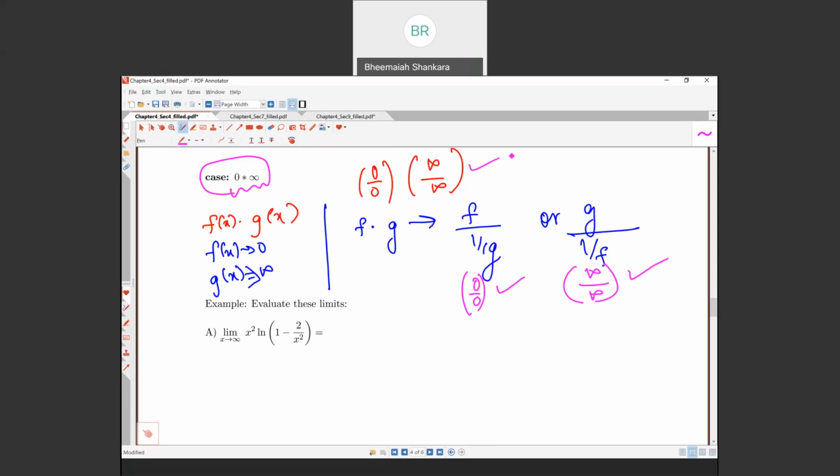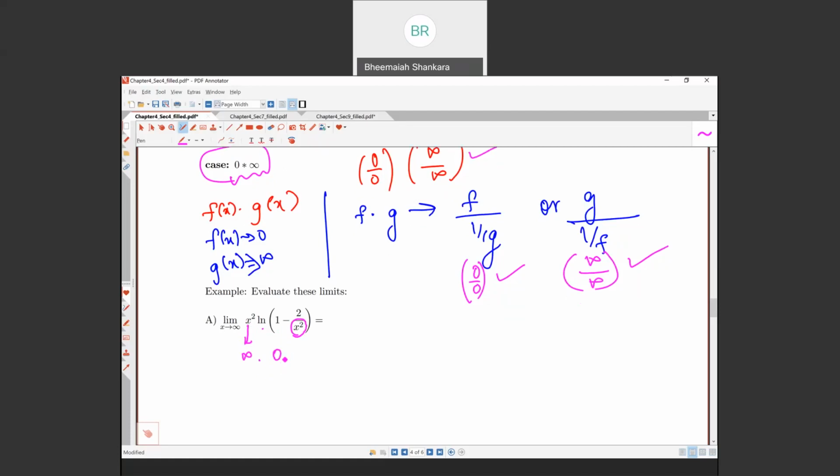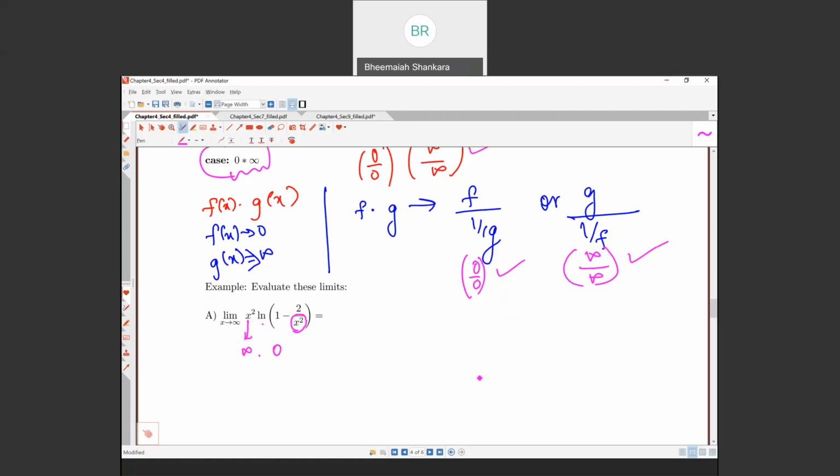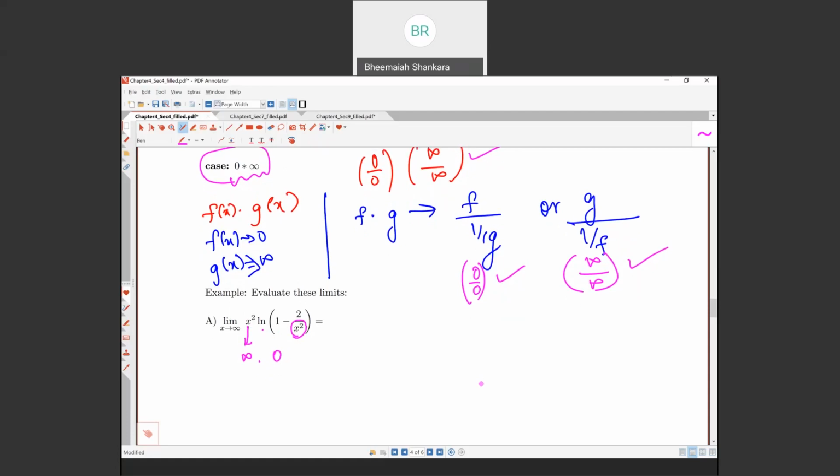So let's do this. When x is approaching infinity, we want to check the value of the function. The first value, when you plug in x as infinity, you get infinity. The second value, x is infinity. When you plug in here 2 over infinity, any number over infinity is 0. So you want to read ln 1. ln 1 is 0, so your answer is 0. So there are two ways to rewrite this function. Either it can be a 0 over 0 or it can be infinity over infinity form.